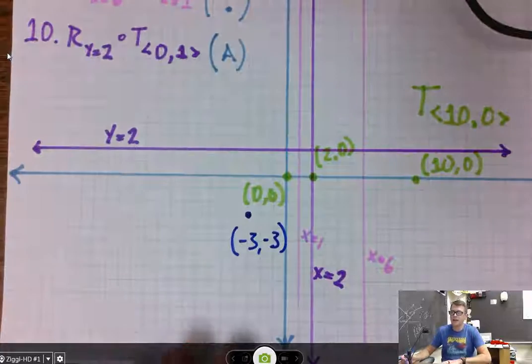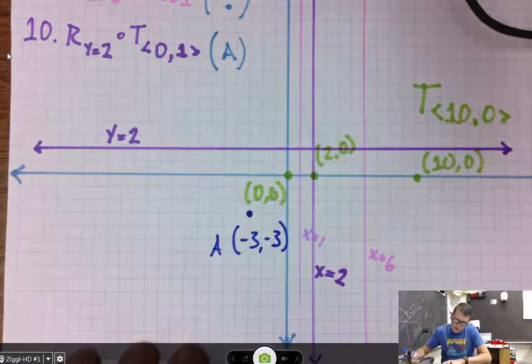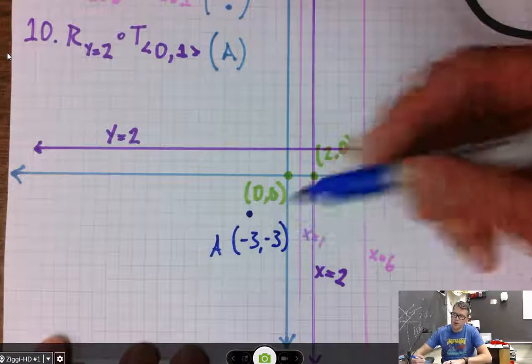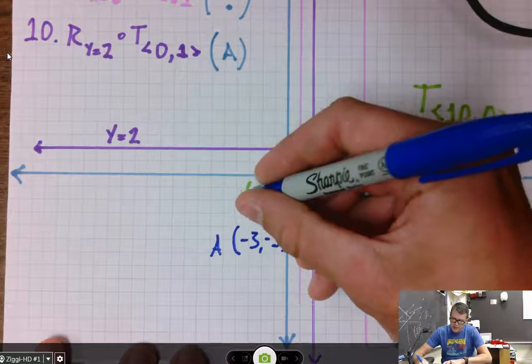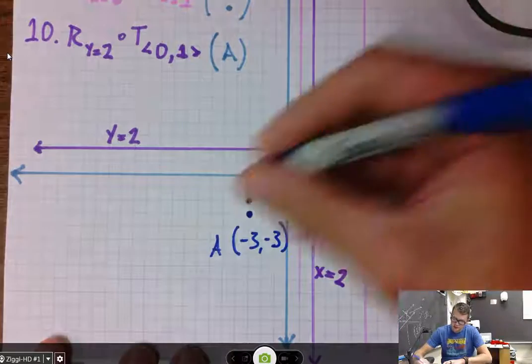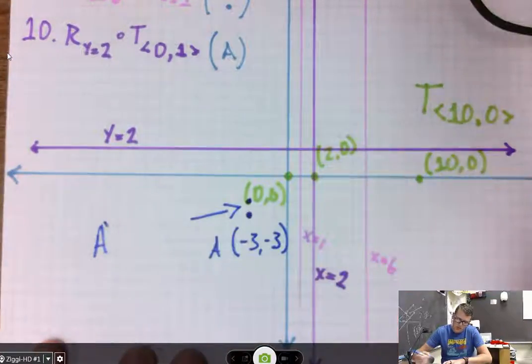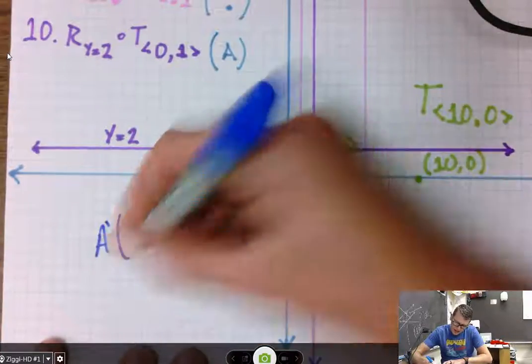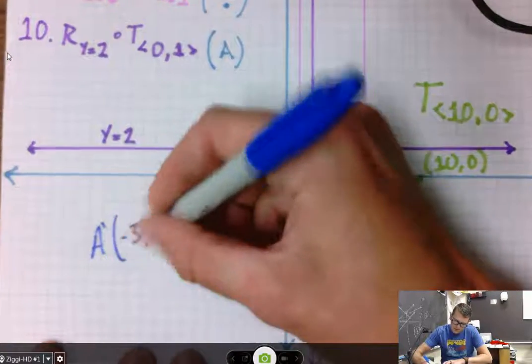Now some of you might not like that I'm working with negatives, and that's okay. You can work with positives if you would like. But when I translate 1 up, when I do that T(0, 1), that's going to bring me to this point. And that point is going to be my initial prime point for A. So we call that A prime, a single prime. And that is now at the point -3, -2.